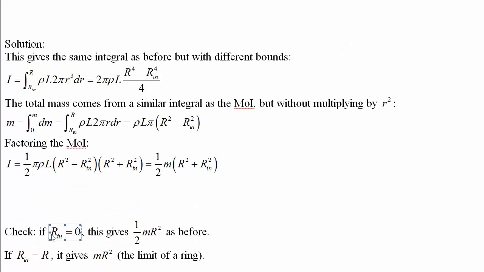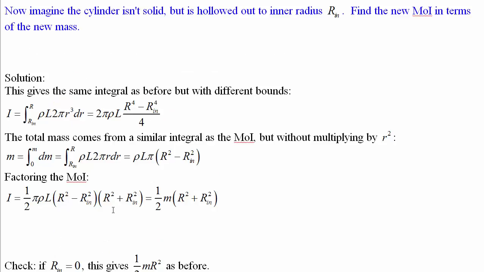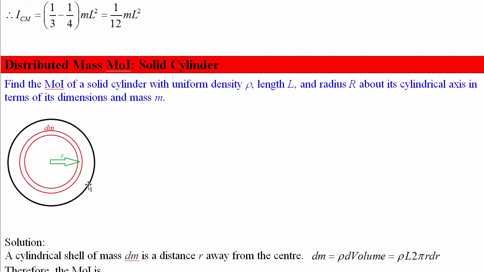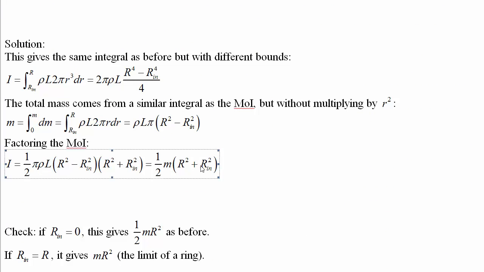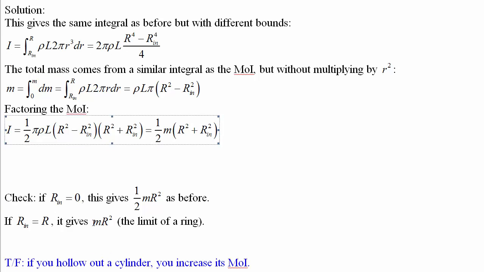If we substitute in r in is 0, then we get 1/2 m big R squared like we had last time. And if we put in that the inner radius is equal to the outer radius, which is the extreme case of all the mass being concentrated at the edge, so we've got just a ring, then you'd expect the moment of inertia would just be the mass times the radius squared, because it's all at that radius. Sure enough, if we put that in, then we've got 2R squared here, which cancels with the 2 in front, and we get m R squared, which is the limit of the ring.